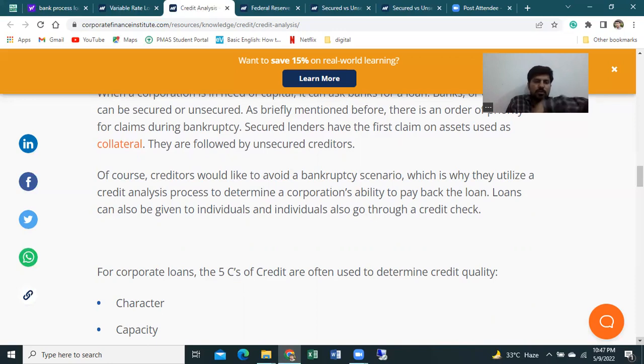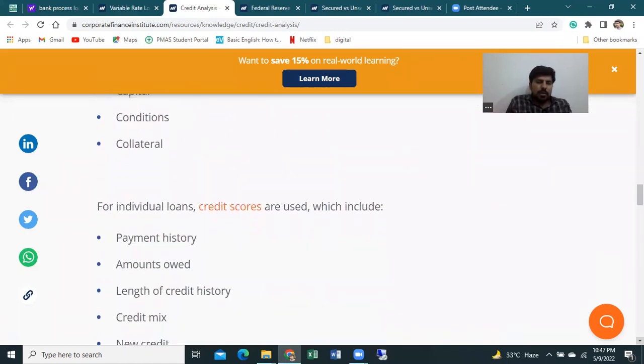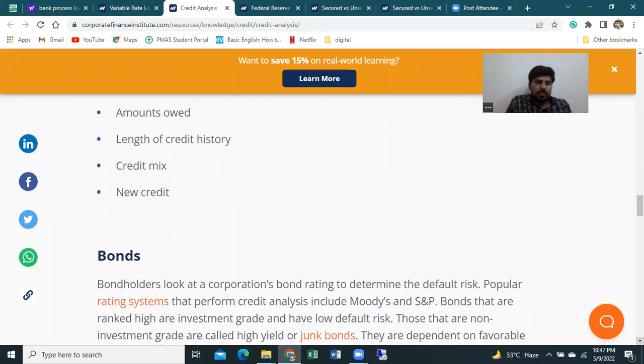Loans are also given to individuals. Individuals also go through a credit check. For corporate loans, the 5 Cs are often used to determine credit quality: character, capacity, capital, conditions, and collateral. For individual loans, credit scores are also used, which include payment history, the amount owed, the length of credit history, the credit mix, and new credit.